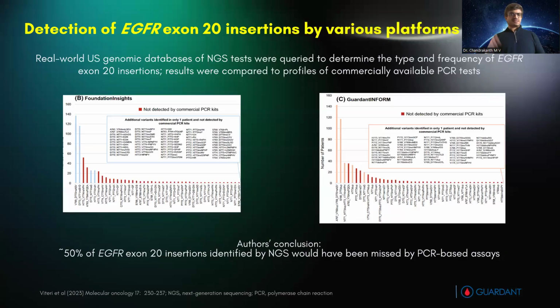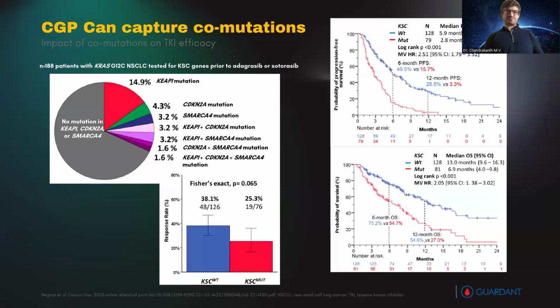A typical example is exon 20 insertion. If I am doing a PCR based testing, there is a 50% chance that I will miss an exon 20 insertion. If I do a CGP, there is a double possibility of picking up an exon 20 insertion.